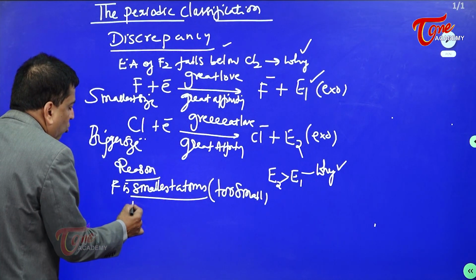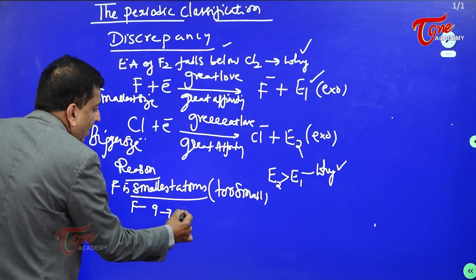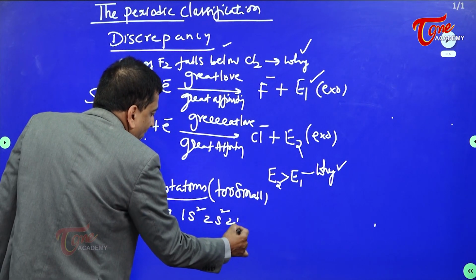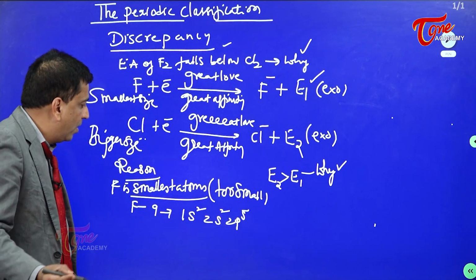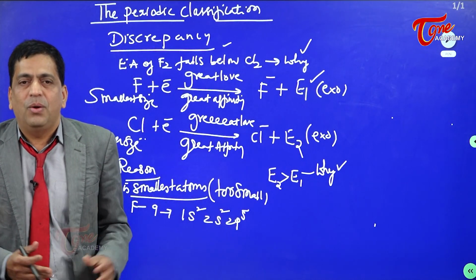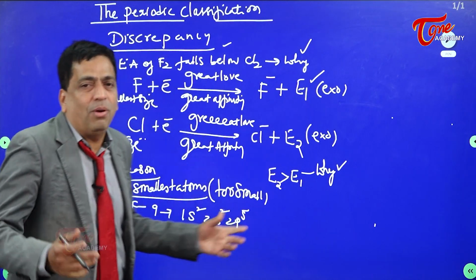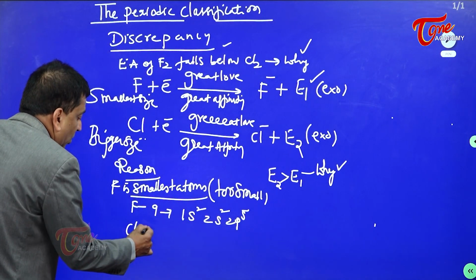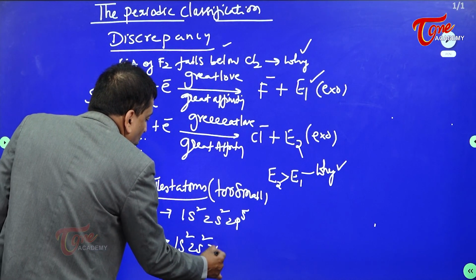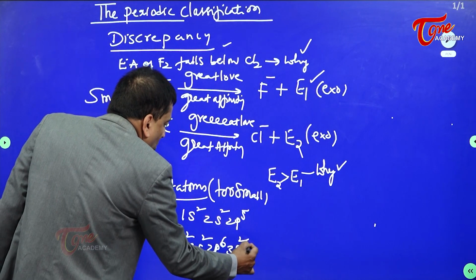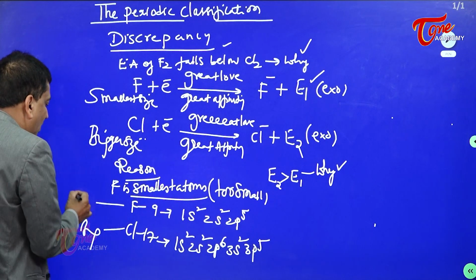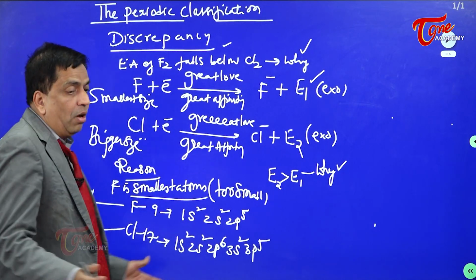If I write its electronic configuration, F is 9: 1s2, 2s2, 2p5. That's the configuration, 1s2 2s2 2p5. And if you write chlorine, which is 17, then it's slightly bigger: 1s2 2s2 2p6, 3s2 3p5. This is slightly bigger, and this is small.